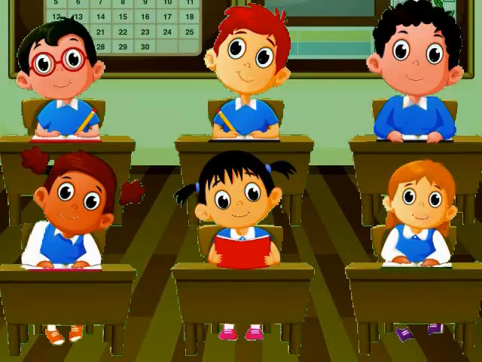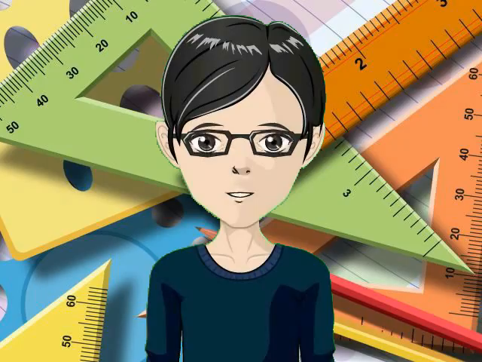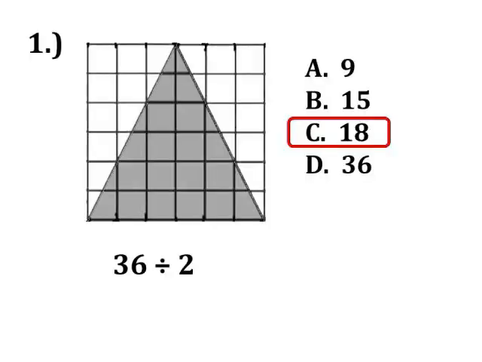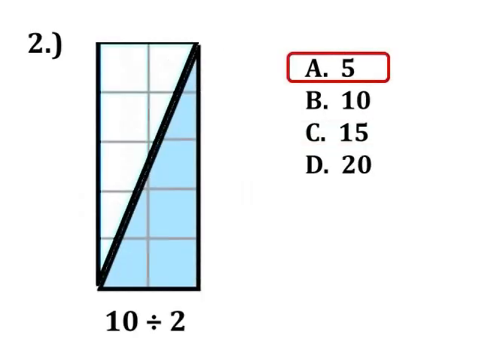11 minutes later. Are you finished? Yes po. Let's check your answers. For number 1, the correct answer is C, 18. For my solution, dinoble ko yung triangle saka ko ginawang square. 36 yung nabilang kong square units divided by 2 equals 18. For number 2, the correct answer is A, 5. For my solution, dinoble ko yung triangle saka ko itinob yung isa para maging rectangle. 10 yung nabilang kong square units divided by 2 equals 5.